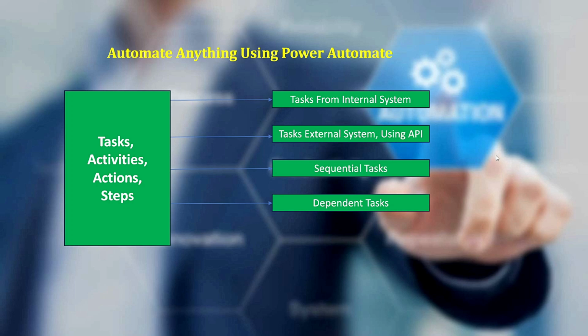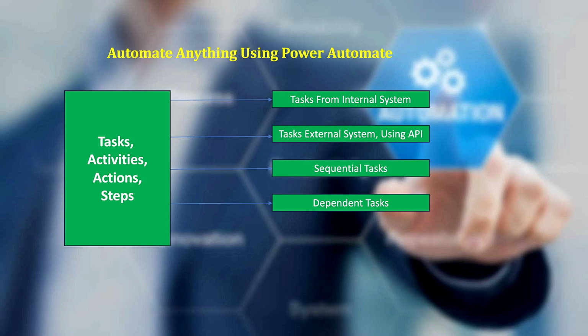And dependent tasks. Like if the design team does their work, then only your development team can start the development. Once the design team completes their work, your development team will get a notification to start on their task. These kinds of dependent work you can also automate using Power Automate.